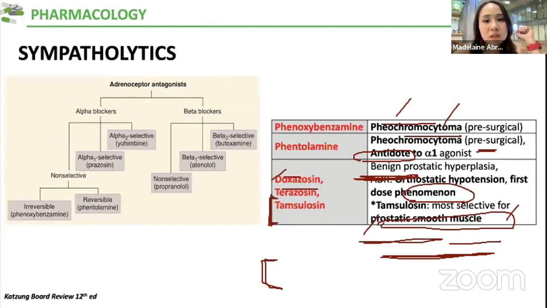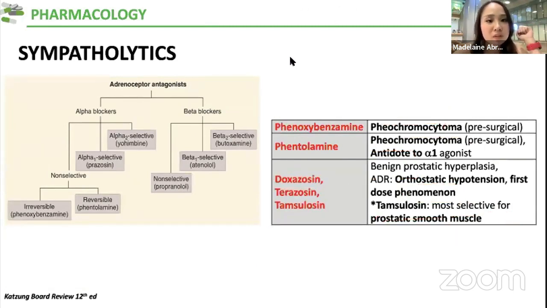Then, lastly, no, you have your Fe. So, tandaan nyo, Fe. Phenoxybenzamine, pheochromocytoma, phentolamine, pheochromocytoma. Difference? Phenoxybenzamine, mahaba. Ito yung irreversible. Phentolamine, maikli. Ito yung reversible. Both are alpha blockers.